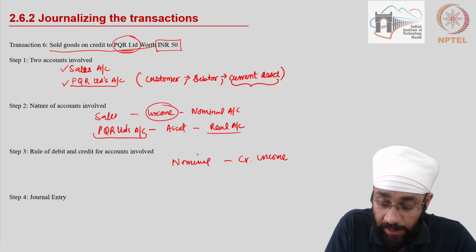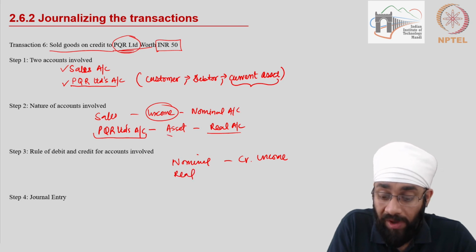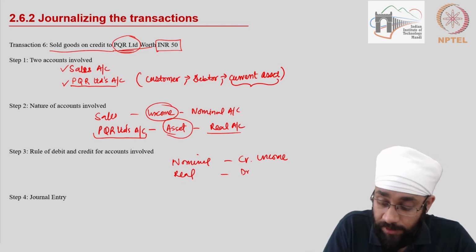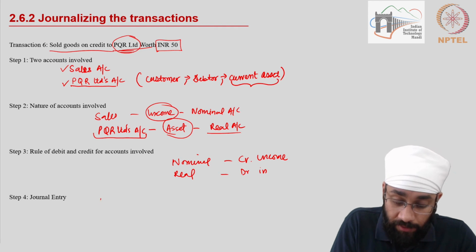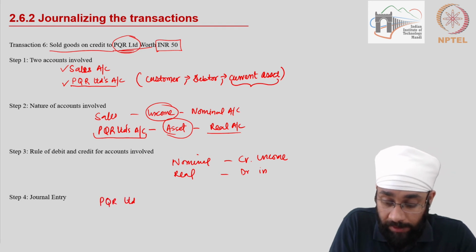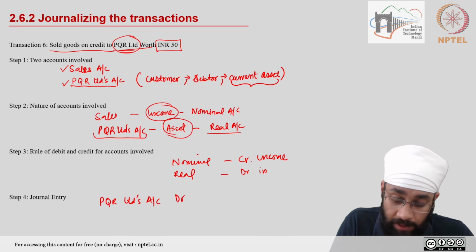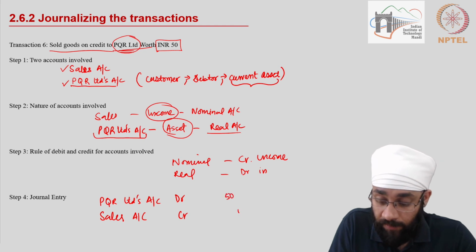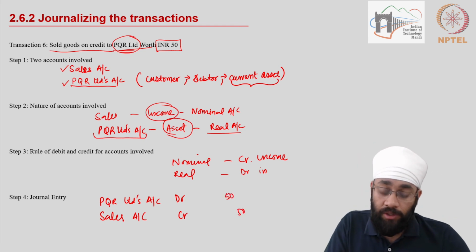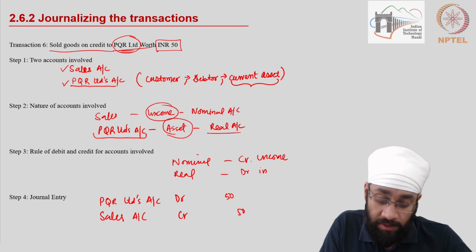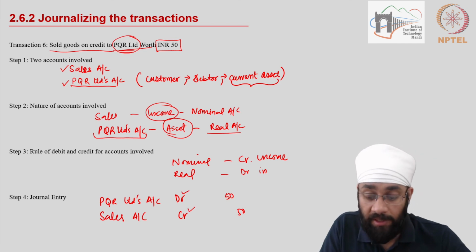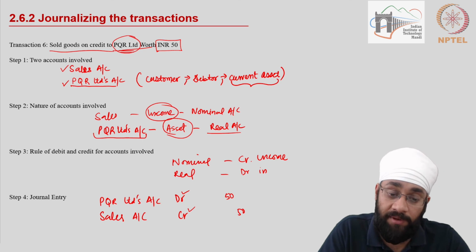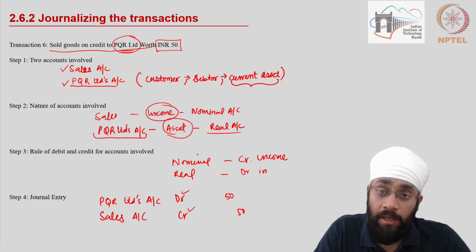And second is real account. For real account, the new asset is being generated. The new asset is coming into the business. So debit what comes in. There you go. So we're going to write PQR Limited's account debit and sales account as credit, 50 for both debit and credit. So one thing you should notice is that we typically write debit in the first line and credit account in the second line. That's a convention that is followed. Wherever you look, you have the account being debited first, followed by the account being credited.